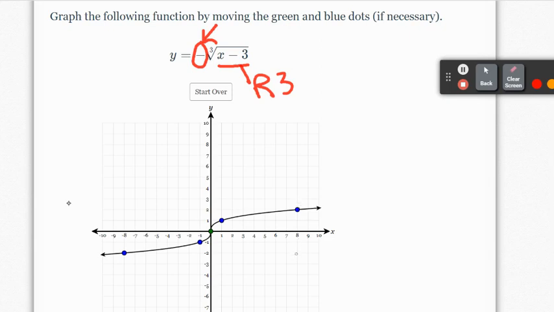So if it's at +2, it goes to -2. If I grab this dot, it goes to -1. If I grab this dot over here, it's at -2. It actually reflects up to +2.